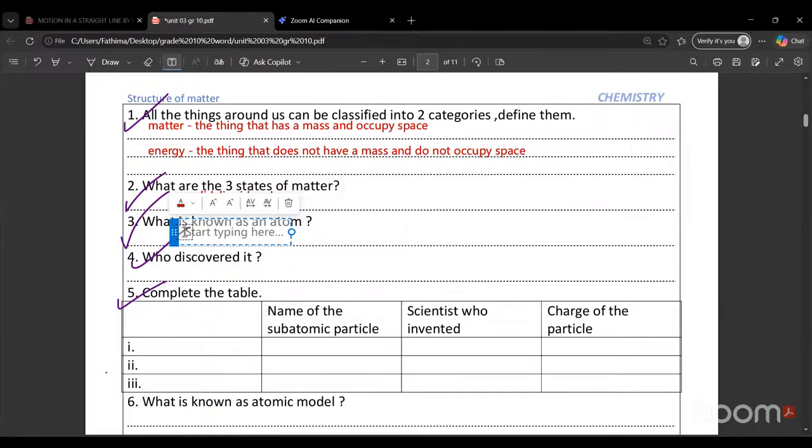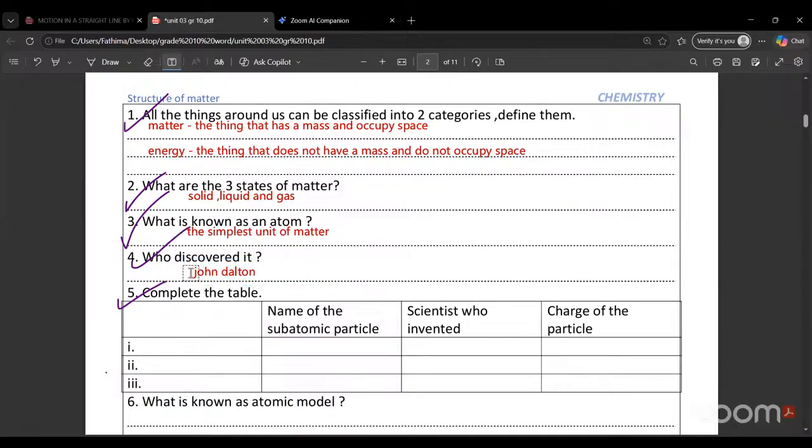Come on, children, tell me your answers, please. What did you write for what is known as an atom? The simplest unit or the building unit of matter. The simplest unit of matter. Right. Who discovered it? John Dalton.